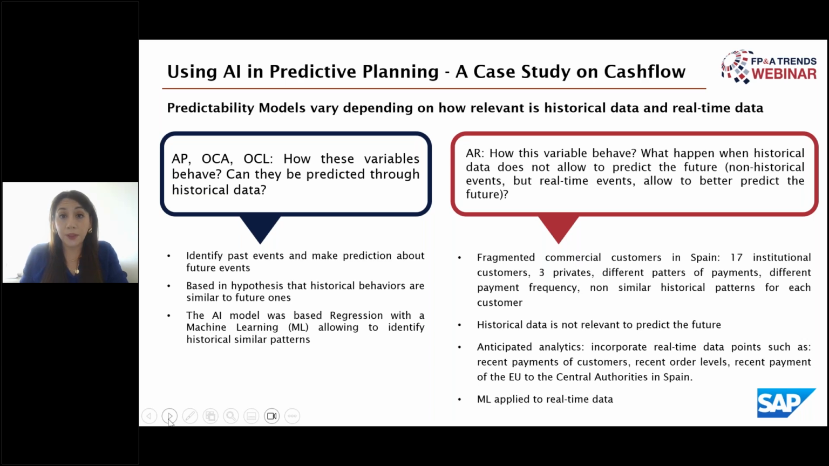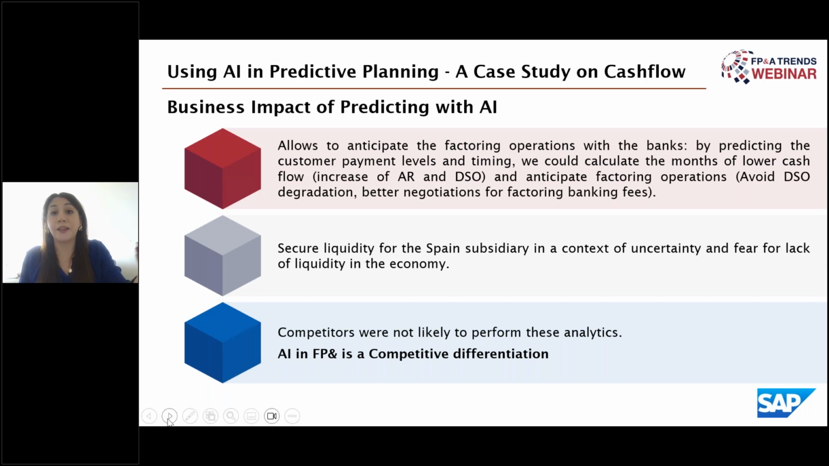I think the most important point of this business case is to show you how this impacts the business. In the next slide, we present 3 main impacts that are relevant for this business case. The first one is that we could not only decrease the AR and the DSO, but also anticipate the level of AR and DSO in order to negotiate a better fee with the bank.